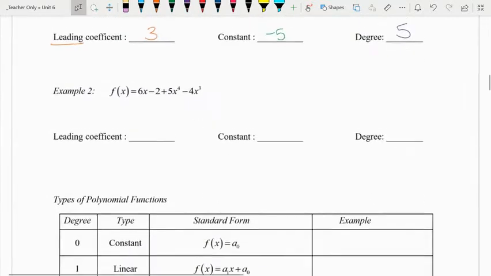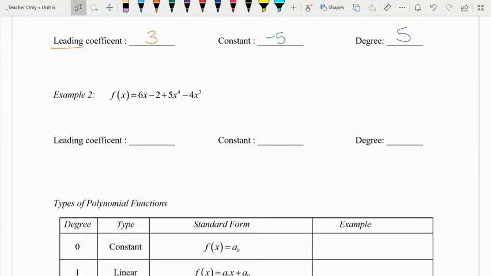If you look at example 2, this one is not in descending order, so you need to write it that way first. So it would give me 5x to the 4th minus 4x to the 3rd plus 6x minus 2. Using that, our leading coefficient is 5. Our constant is -2. And our degree is 4.